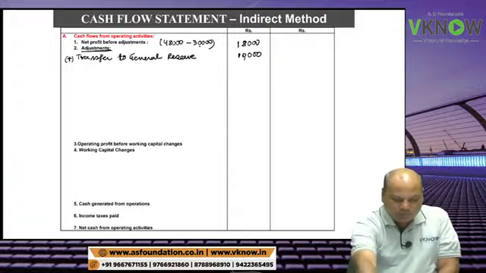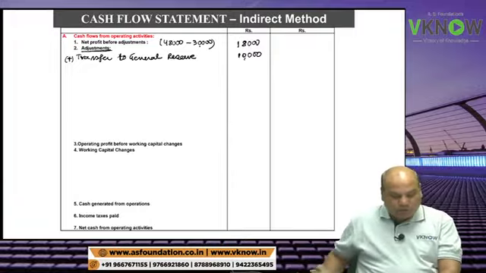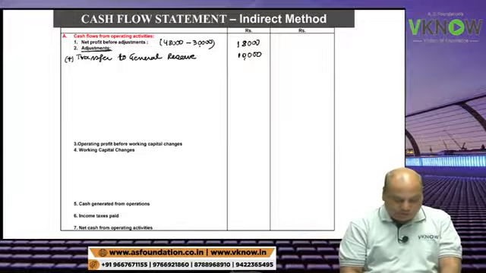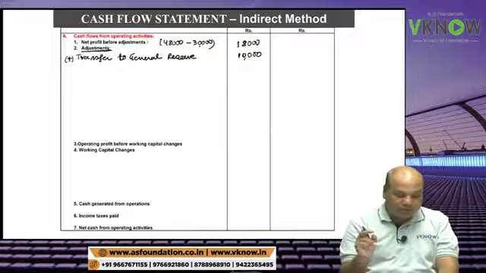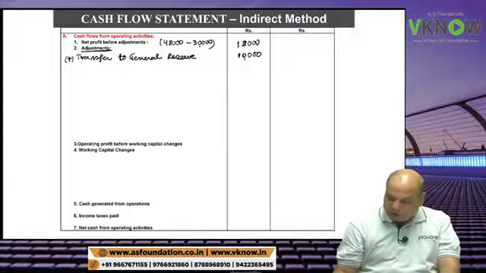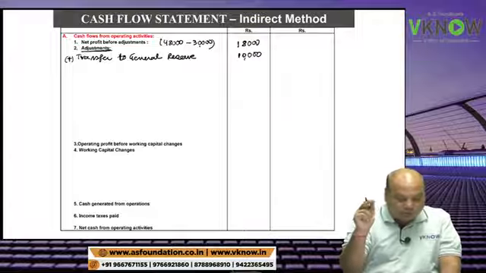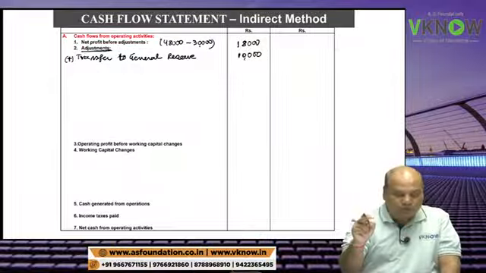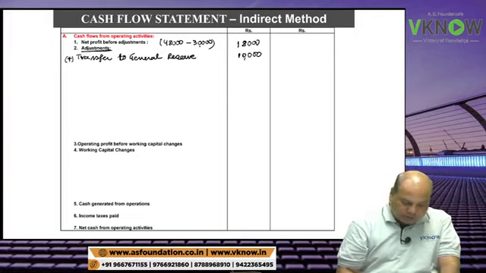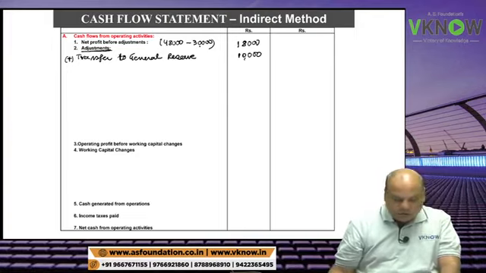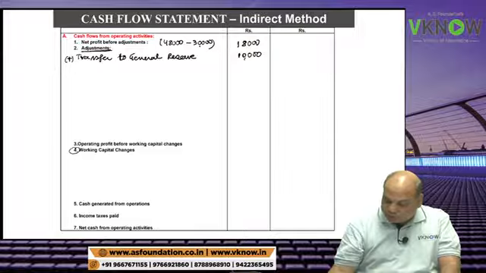Student will help me. He has to compare the opening and closing balance and tell me what happened to sundry creditor. So will you help me? Say yes, sir, we will help you. Sundry creditor opening balance is 29,200. Closing is 52,000. So 52,000 minus 29,200 is 22,800. So come to point number 4 here.